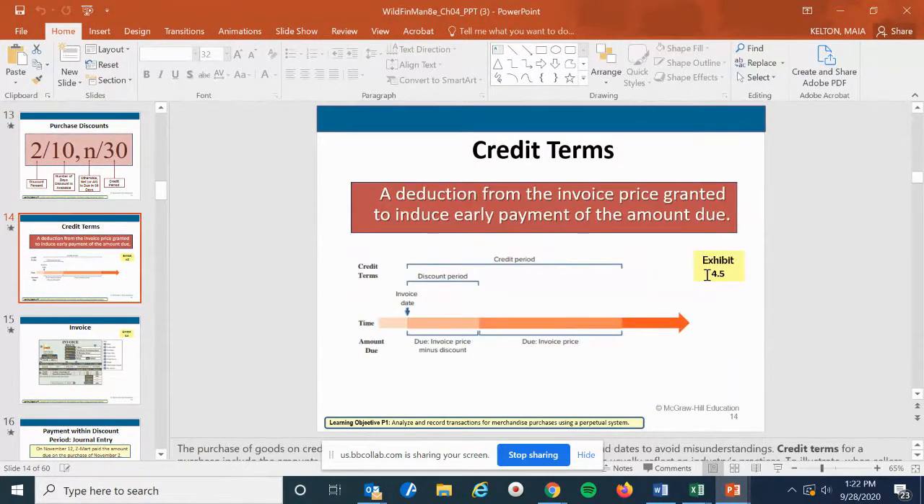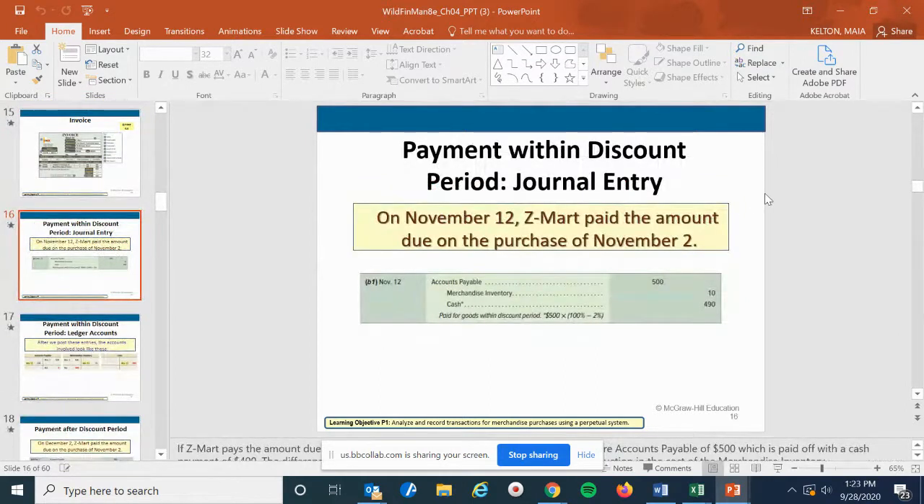So should the merchandiser decide to take advantage of the discount, and should they pay in the discount period, as I mentioned earlier, they will only pay the amount they owe minus the discount. So in this case, let's go to slide 16. In this case, if Z-Mart pays within the discount period, which is 10 days, in other words, if they pay by November 12th, then they will only pay $490 because they're entitled to a discount of $10. So I want us to look at this journal entry here in the middle of the slide.